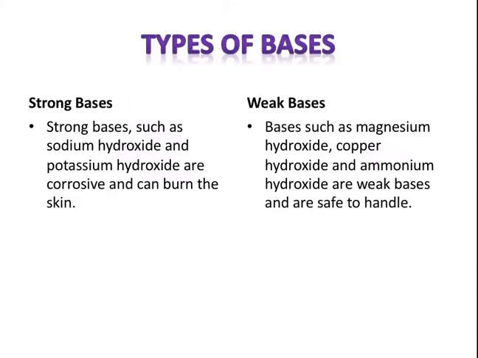Now, moving further, types of bases: strong bases and weak bases. Strong bases such as sodium hydroxide and potassium hydroxide are corrosive and can burn the skin. That is, they are very dangerous, so they must be handled with care. Bases such as magnesium hydroxide, copper hydroxide, and ammonium hydroxide are weak bases and are safe to handle. They don't cause much harm to the skin.